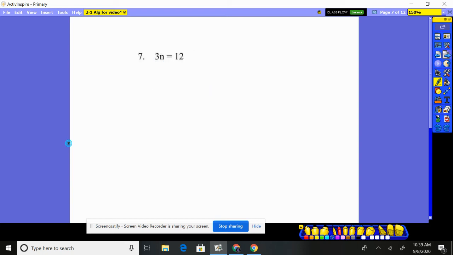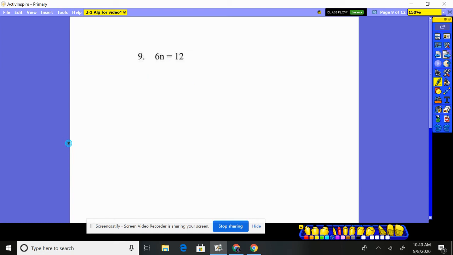Number 7, 3 times n equals 12. How do I undo multiplying by 3? I divide by 3. 12 divided by 3 is 4. Number 8, n minus 7. Well, we got to undo the subtracting 7 by adding 7 to both sides of the equal sign. That goes away. Negative 7 plus 7, 0. So n's value is 0. 0 minus 7 does give you negative 7.